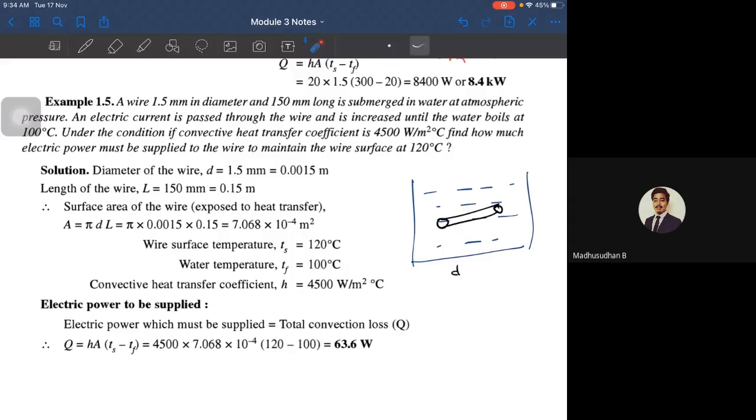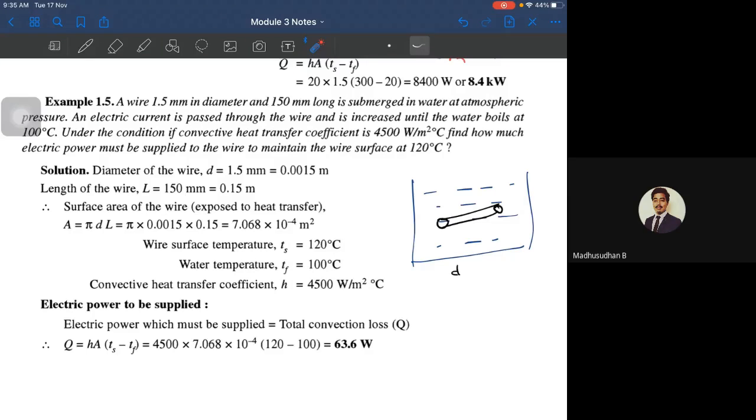Any doubts in this problem, guys? Both are very simple, but the only additional thing you have learned is calculating the surface area. That's it. Any doubts here? Any doubts? No, sir. Okay. So such simple basic level problems we asked from both conduction and convection.